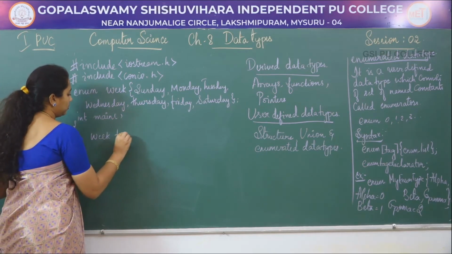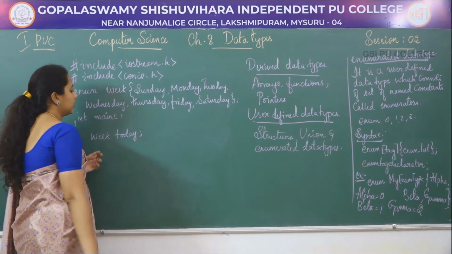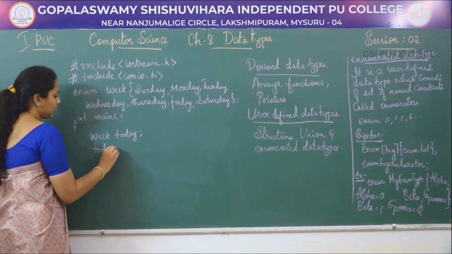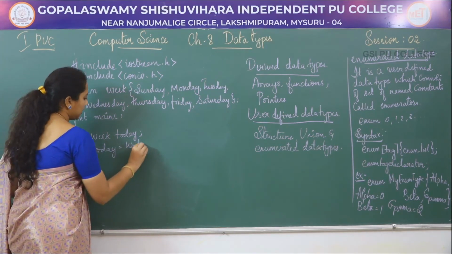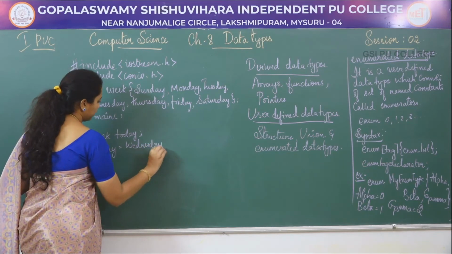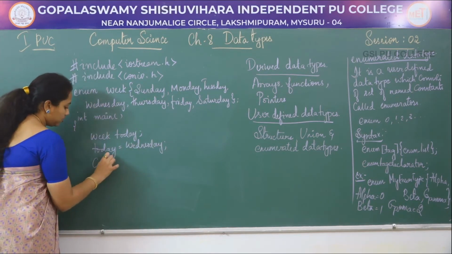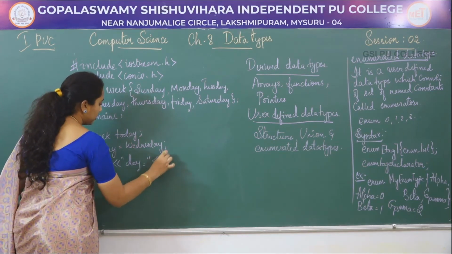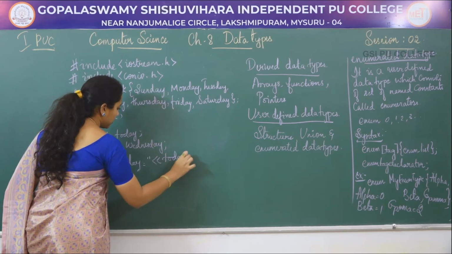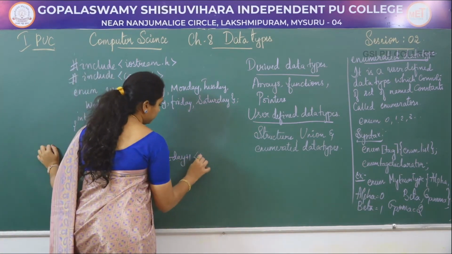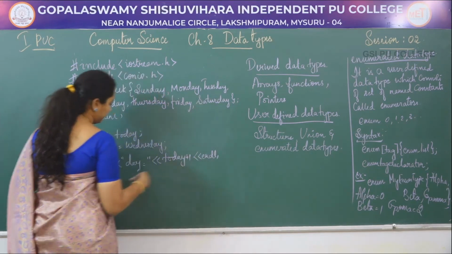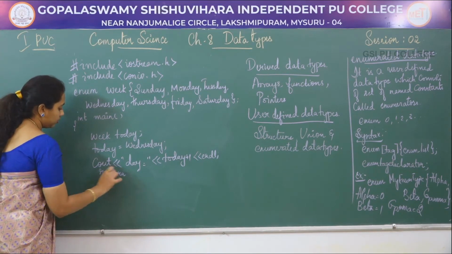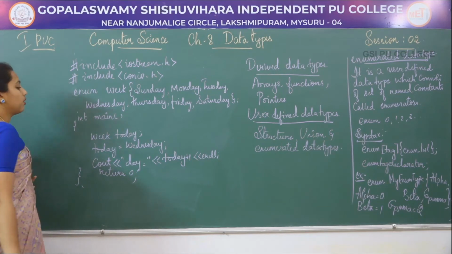Week today. So here we are declaring a variable of type enum. Today is equal to Wednesday. Cout day is equal to today plus 1. Return 0. So it is going to print.